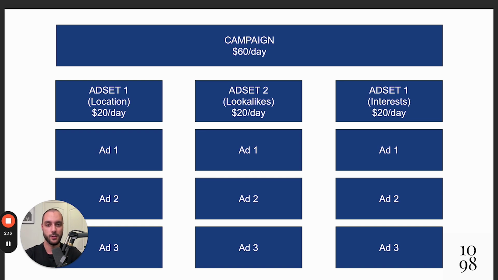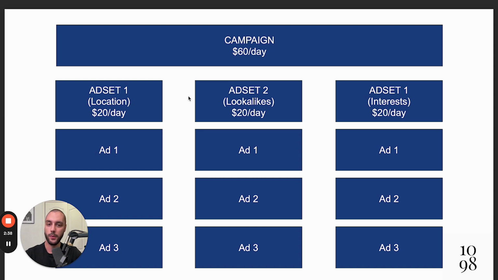But first of all, let's just break down this campaign here. So this is the old way, like I said. You'd select a campaign type. So let's say we did a lead generation campaign. And then what you would do is you'd create an ad set and you pick a specific target audience. So for this one, maybe we targeted based on location. We'd set the budget to $20 a day. And then we'd create a few ads.